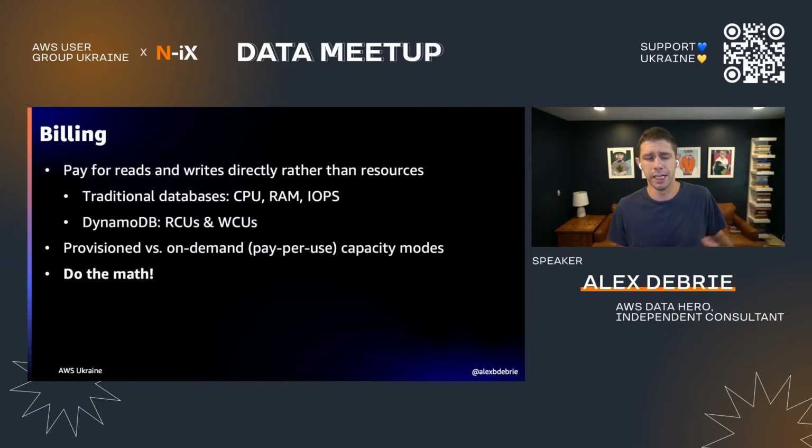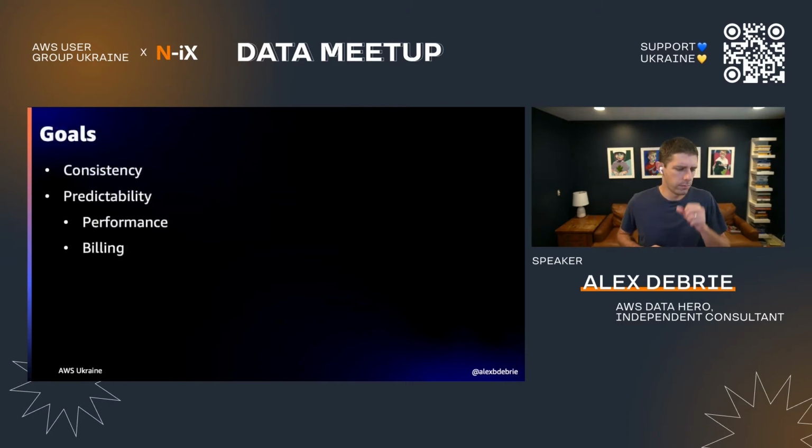You can get out a spreadsheet, figure out how big your items are, try to guess at your traffic, and get a sense of what that's actually going to cost you and how much it's going to cost you as that increases over time. So that's the second goal of Dynamo, that predictability. The last goal of Dynamo is just reliability. And the great thing about Dynamo is it's very reliable.